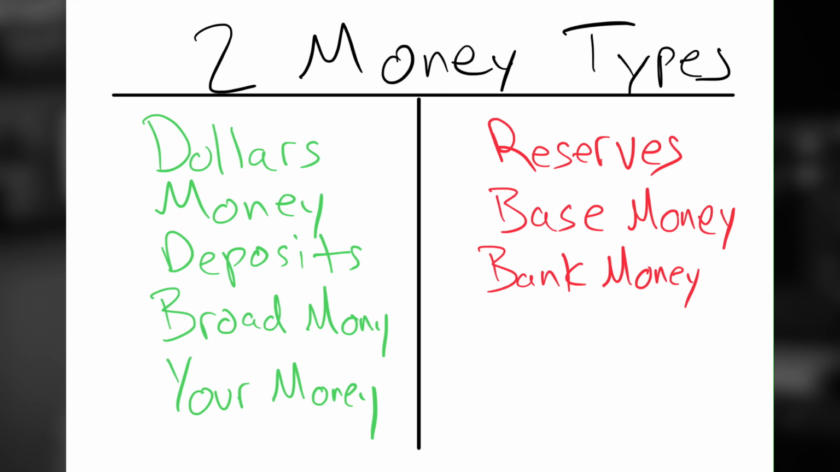And this is where I must confess I've been simplifying things a tad bit too much, because there are two categories here, and I've been calling both of them money. I've been calling both of them dollars. And technically, that is not reality. Your dollars are not the same as bank dollars. Their money is called reserves. Another name for these categories is base money versus broad money.